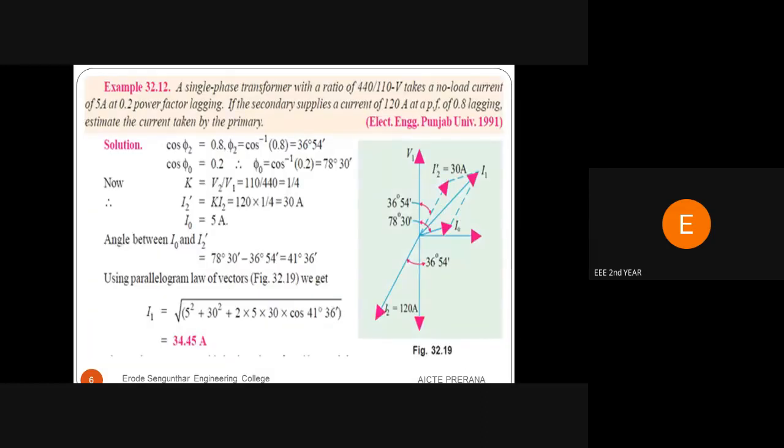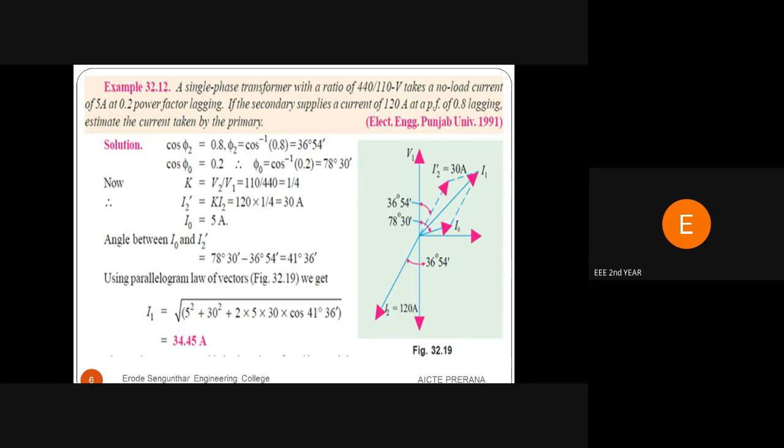Next problem: a single phase transformer with a ratio of 440 by 110 volts takes a no load current of 5 ampere at 0.2 power factor lagging. If the secondary supplies a current of 120 ampere at a power factor of 0.8 lagging, estimate the current taken by the primary.